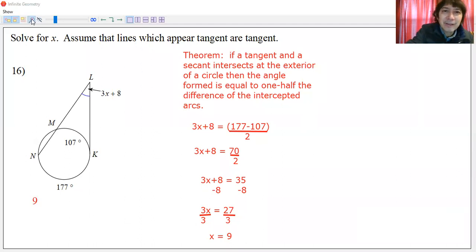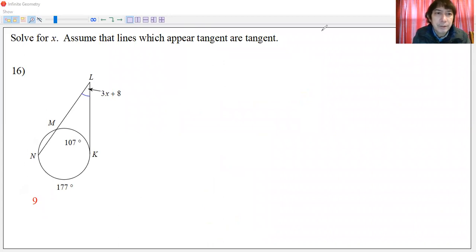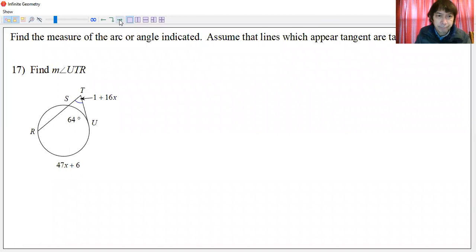Yes, all right. So you can see the answer below the diagram there. So this means this is correct. Number 17. Let's continue with number 17. All right. Here is number 17.